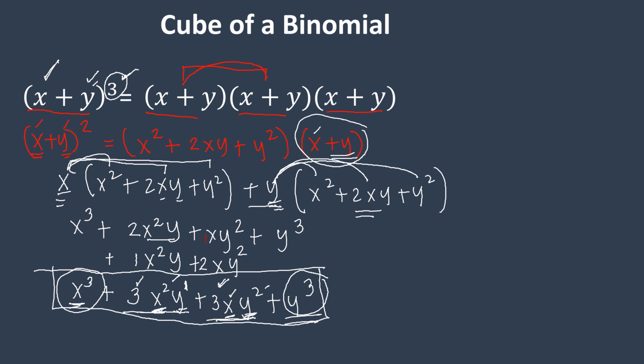So again, the first term of the product is the cube of the first term of the given, and the last term is the cube of the last term. The second term is thrice the product of the square of the first times the second term. The third term is thrice the product of the first and the square of the second term. And then the last is cubing the last term.